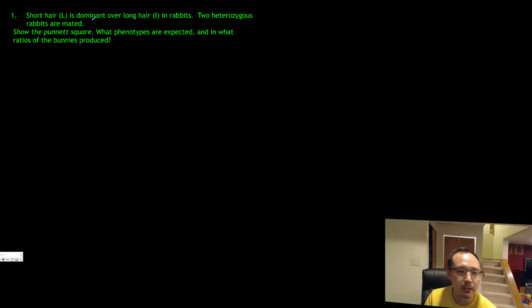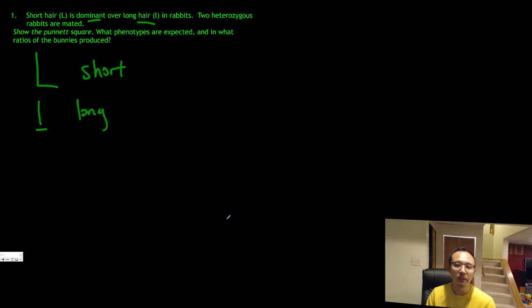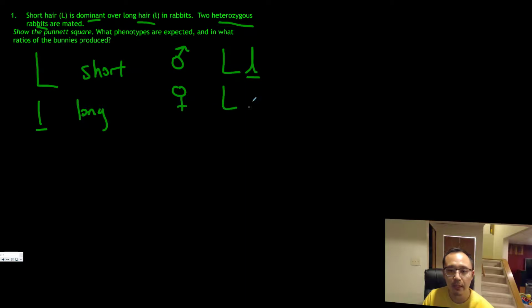Short hair L is dominant over long hair in rabbits. So I know that L is short and lowercase l is for long. If you want to pause it here and read it and try it out, give it a go. Next bit of information, 2 heterozygous rabbits are mated. So I know that my male is going to be heterozygous with uppercase, lowercase. My female is also uppercase and lowercase.